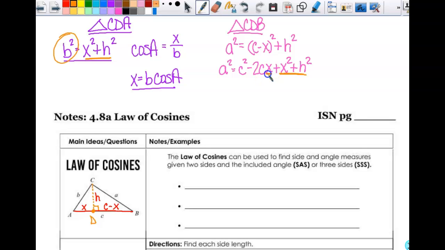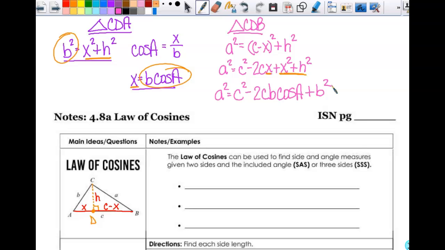And then where I have x, I'm going to substitute in b times the cosine of A. All right, so I'm going to end up with a squared equals c squared minus 2 times c, and then x, that is b times the cosine of A. And then this x squared plus h squared, I'm substituting in b squared for that. And that's what I end up with.